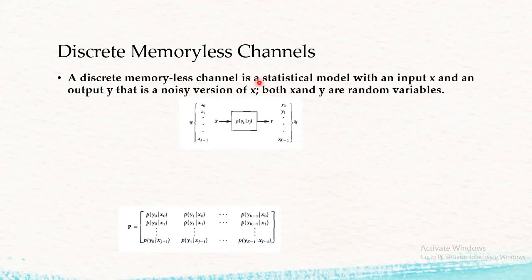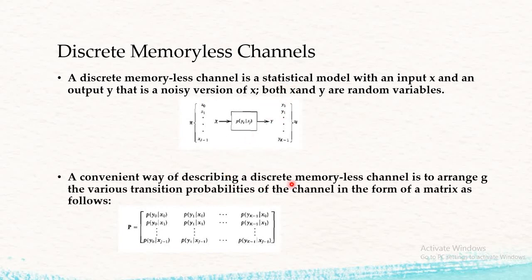A discrete memoryless channel is a statistical model with an input x and an output y, that is a noisy version of x. Both x and y are random variables. So this is a representation of a discrete memoryless channel where x represents the input signal and y represents the output signal.